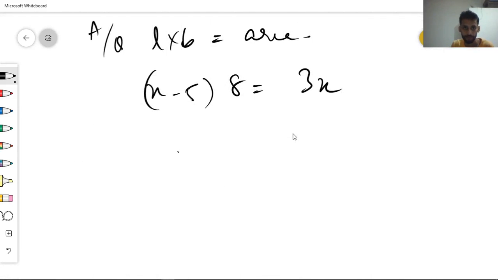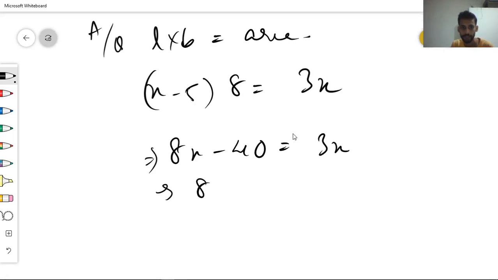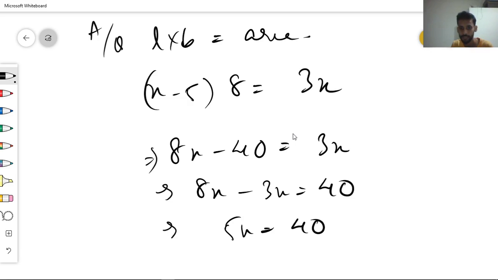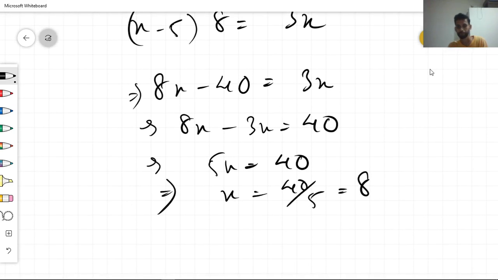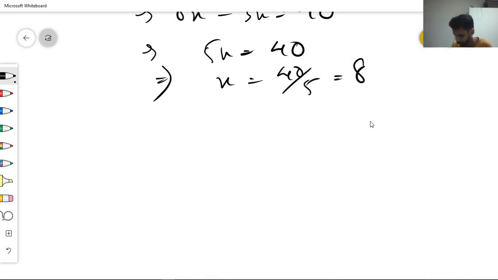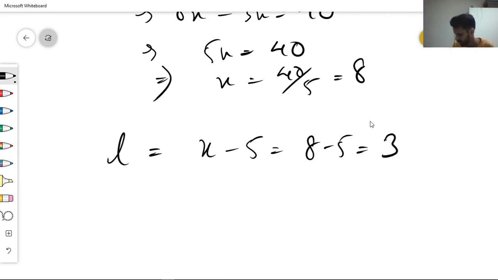So if we solve it, 8x minus 40 is equal to 3x. So 8x minus 3x is equal to 40. So 5x is equal to 40. X will be equal to 40 divided by 5, that is 8. Now length will be x minus 5, that is 8 minus 5, that is 3.